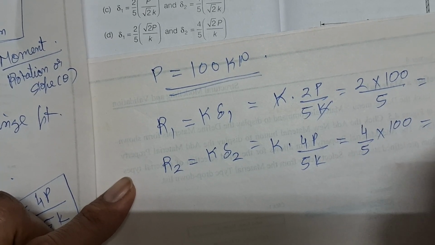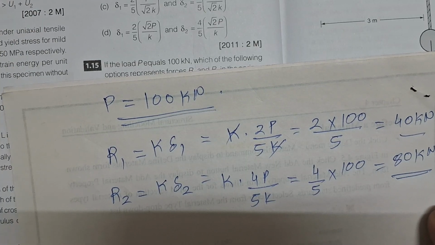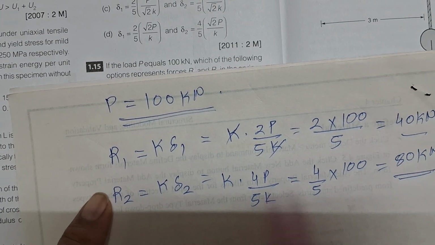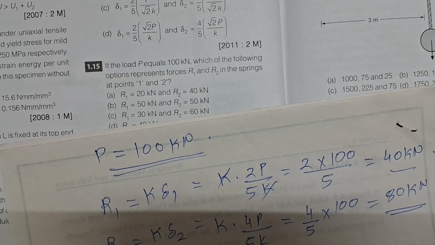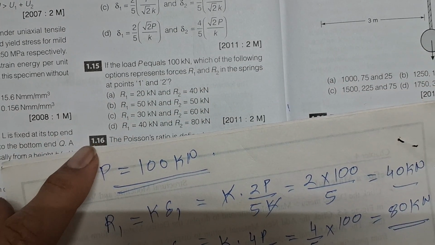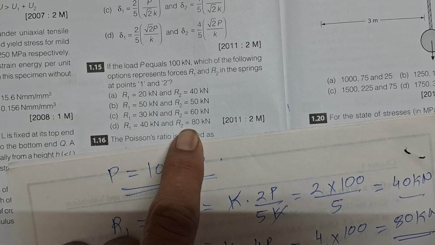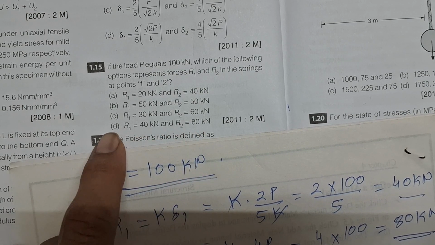So R1 and R2, we have got the answer. R1 is 40 kilonewton, R2 is 80 kilonewton. Just check the answer. Here you can see R1 40 kilonewton, R2 is 80 kilonewton. Okay, so the answer is D.